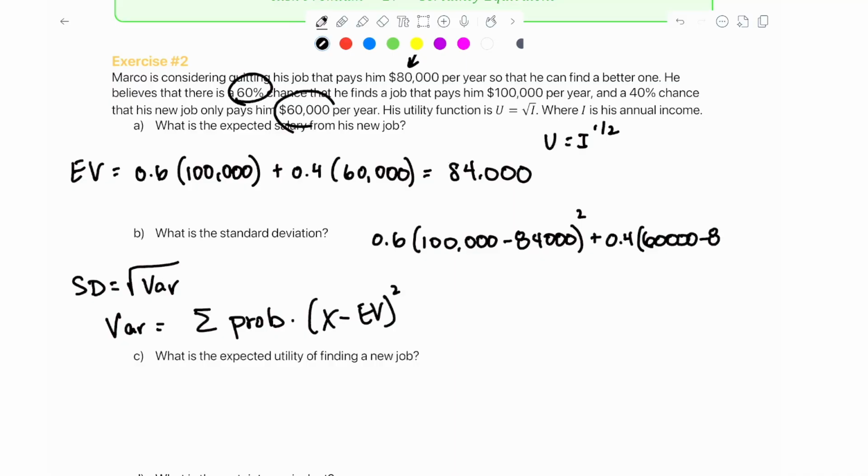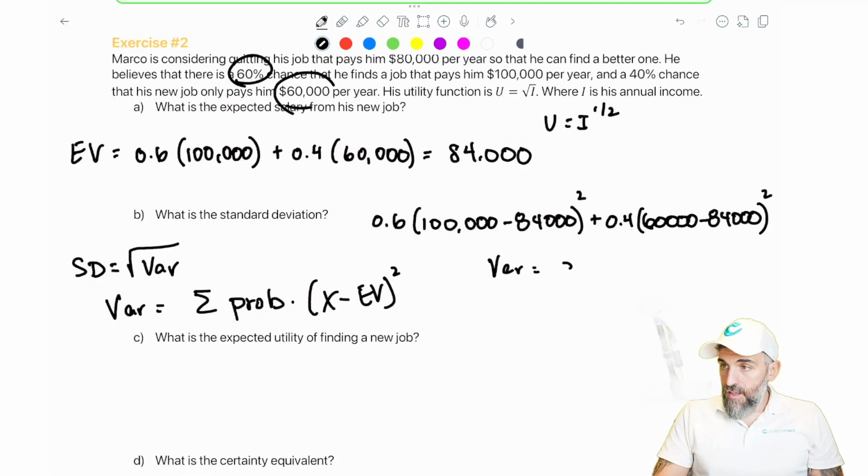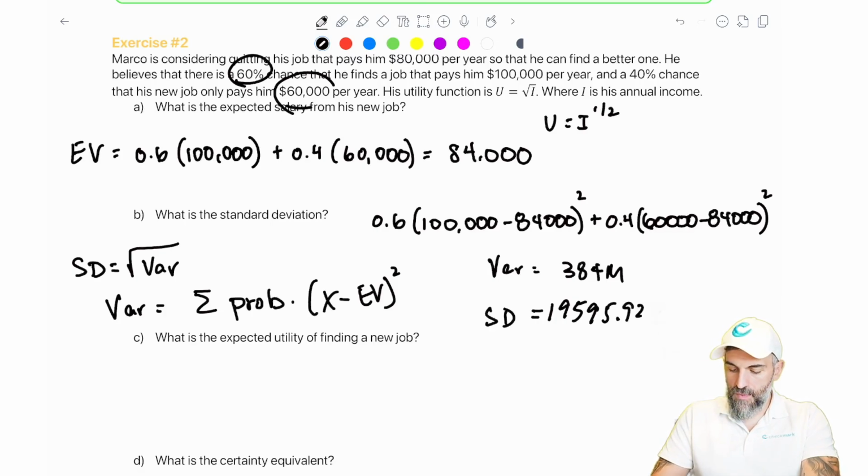and the average is 84. The variance is 384 million, but then if you square root that, it's about 19,595.92. That is your standard deviation. That is, if we had to measure risk, that is the risk.